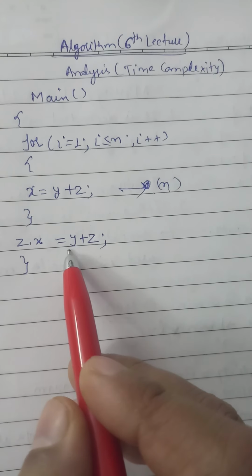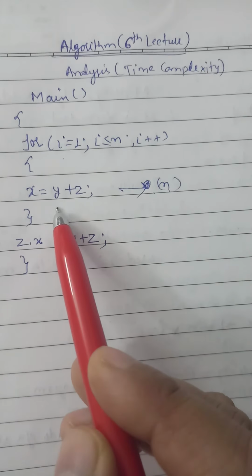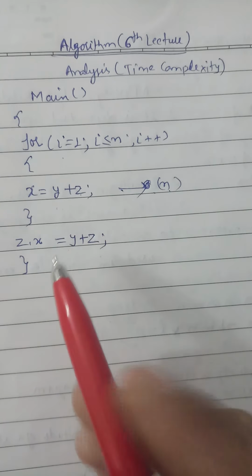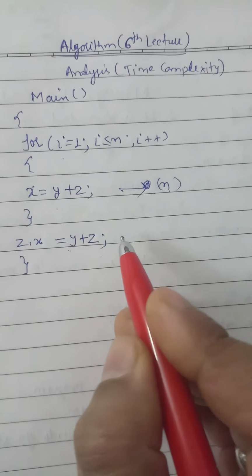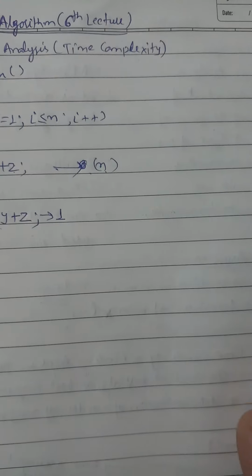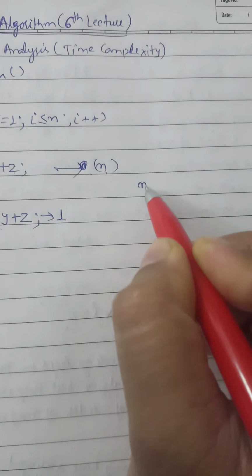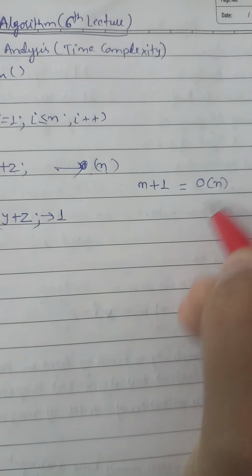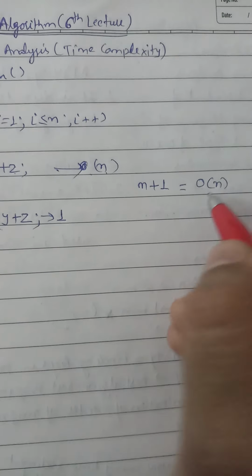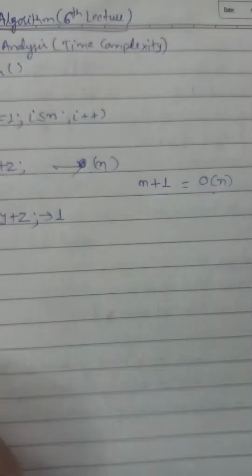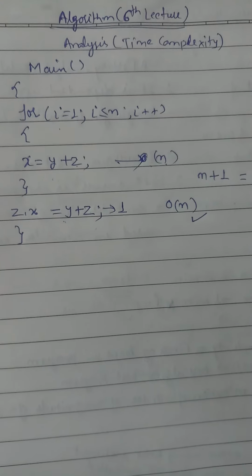And here is another statement which is outside the loop. It is in the main program, but it is outside the for loop. So how many times will it run? It will run one time only. So what will be the time complexity? We can say n plus 1 or order of n. So the time complexity of this program will be order of n. Now move to the next.